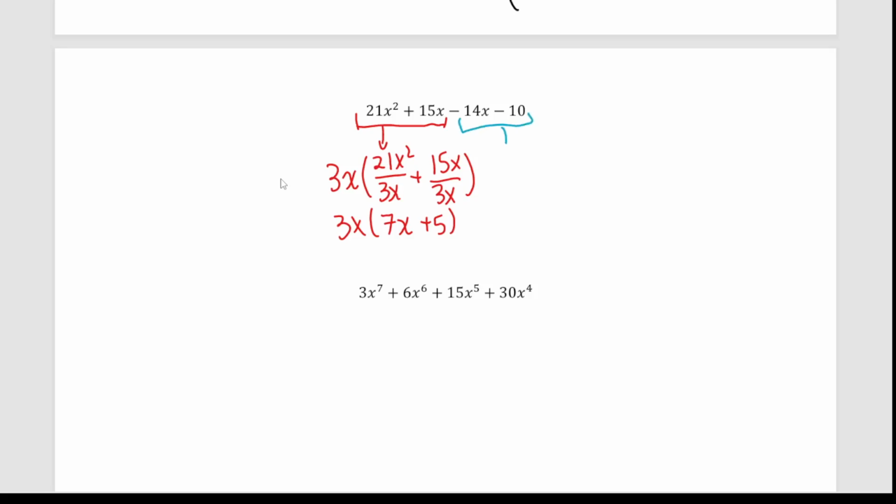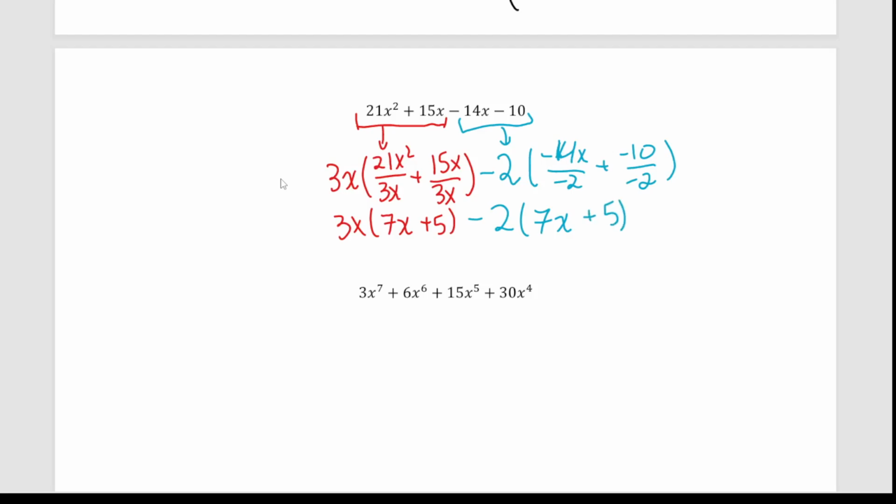For the second group, since there's a leading negative, I'm going to want to factor out a negative. And then between negative 14x and negative 10, their greatest common factor is going to be negative 2. So then I want to take both of these terms and divide them by a -2. And don't forget about the negative part of that -2. Negative 14x divided by -2 is going to be a 7x. Negative 10 divided by -2 is going to be a positive 5.